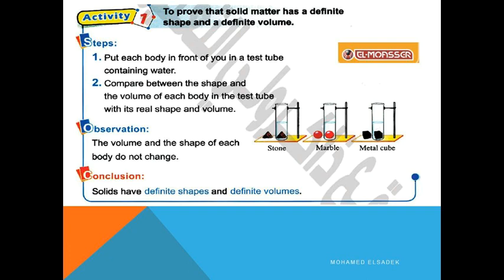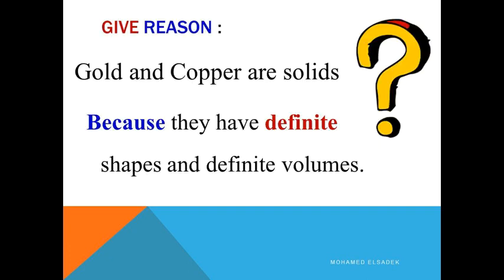الصور اللي قدامك دي اتغيرت قبل او بعد الميه؟ Why? Because it has definite shape and definite volume. Excellent. What is your observation? The volume and the shape of each body do not change. لم يتغير. Conclusion. استنتاجك ايه؟ Solids have definite shapes and definite volume. Give reason: gold and copper are solid matter. Why? Because they have definite shape and definite volume. Excellent.